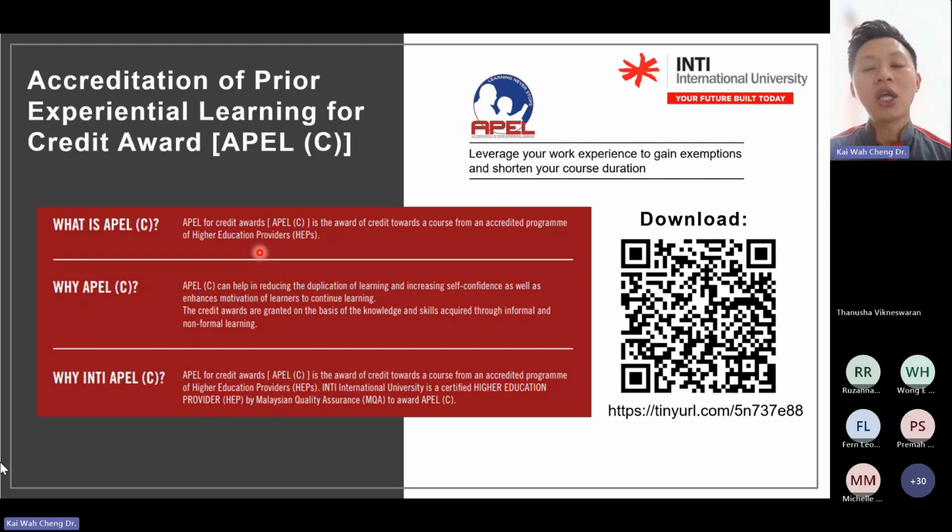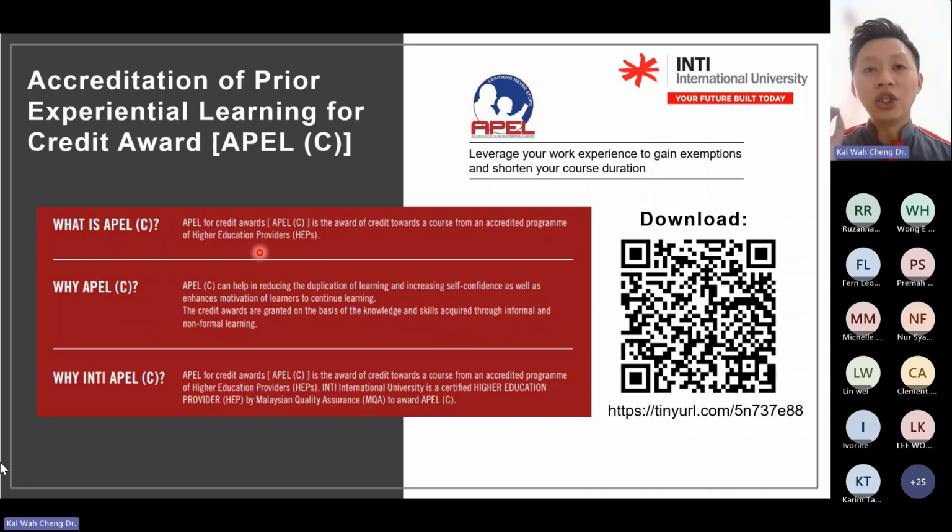Make sure you provide a detailed resume which clearly states your position, your company, your job description, and the years of working experience at that particular position. So this is important for the application of FLC assessment. If you are interested to apply for this assessment, you can start preparing your resume.